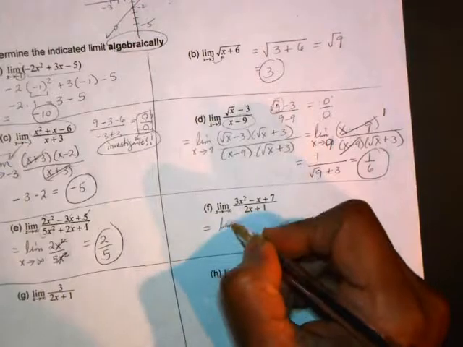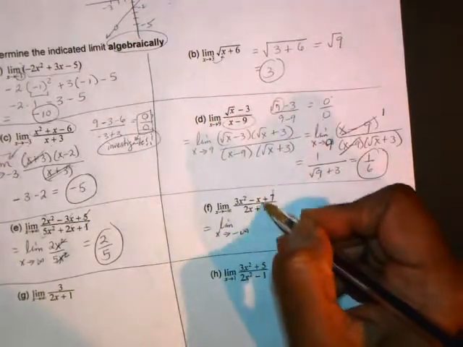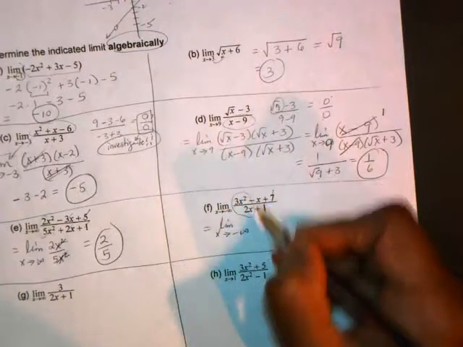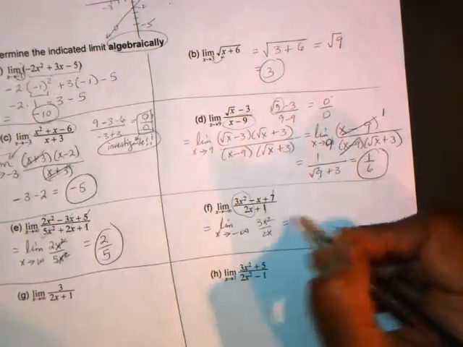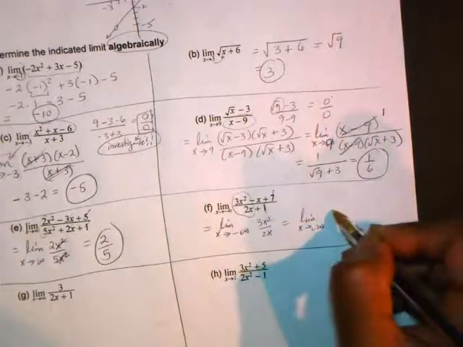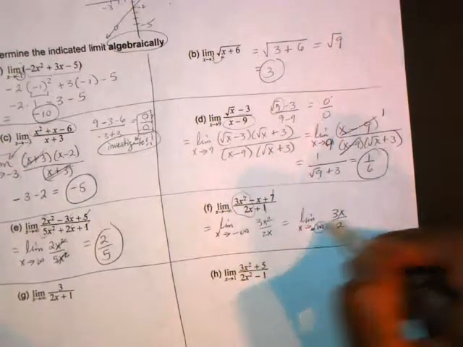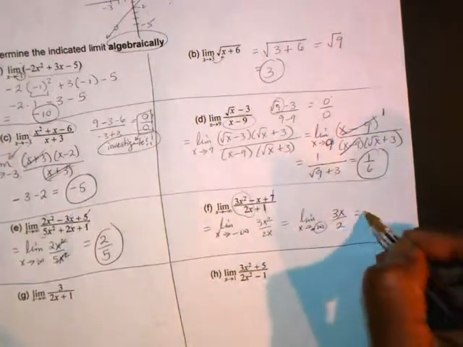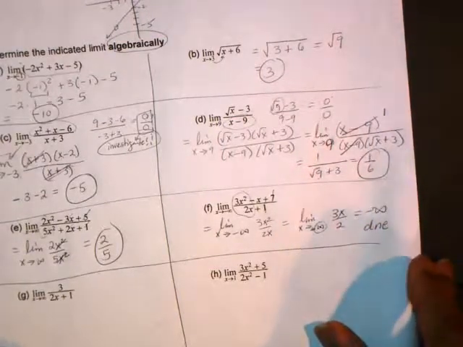Okay, next one, the degree of the top is bigger than the bottom, so that's going to dominate. But to show our work, I'm going to get rid of the small change, look at only the leading terms, 3x squared over 2x. Here the x's cancel, leaving you with an x on the top, and just a 2 on the bottom, so it's negative infinity times 3/2. It goes off to negative infinity, or you can say does not exist, because that's not a real number.